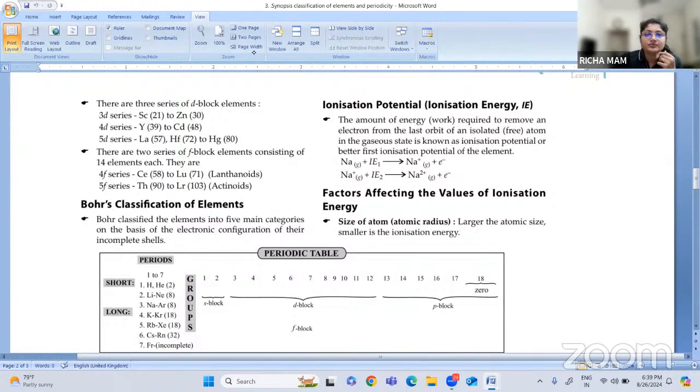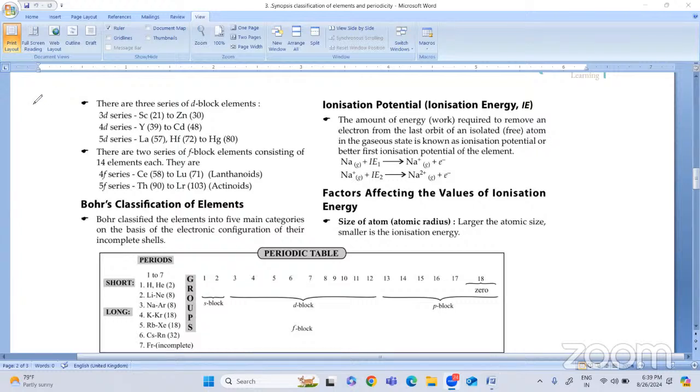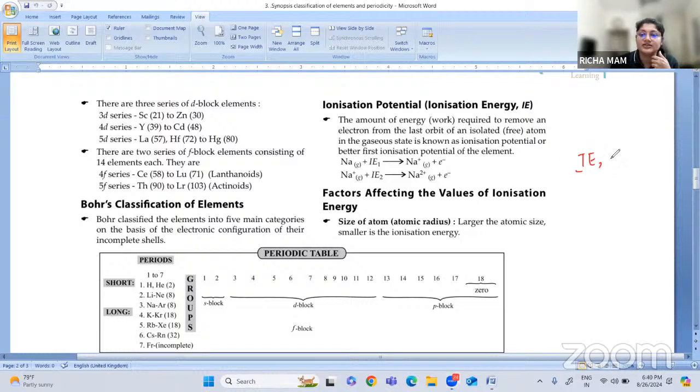So always the successive ionization enthalpy will be more. If you are removing the first electron, the energy is lower, but when you are removing the second electron, and then the successive, that is the next electron, the energy will be higher. So IE3 will be greater than IE2, which is greater than IE1. Successive ionization energy will be more.